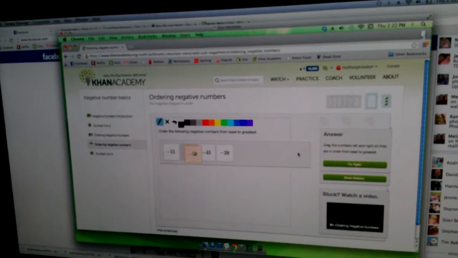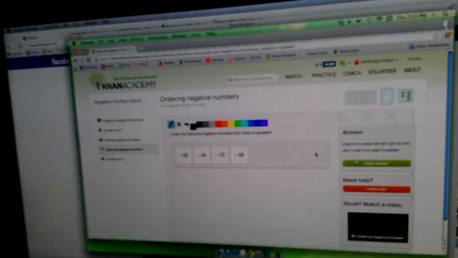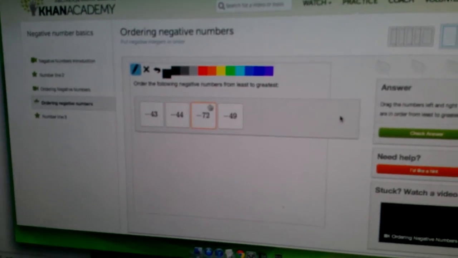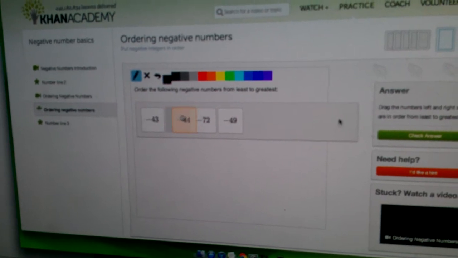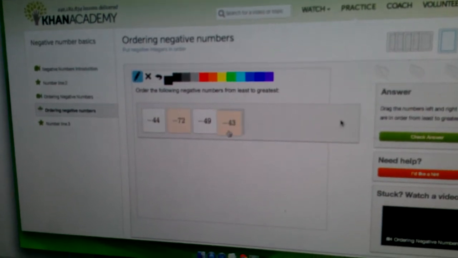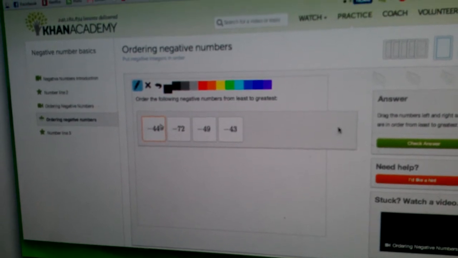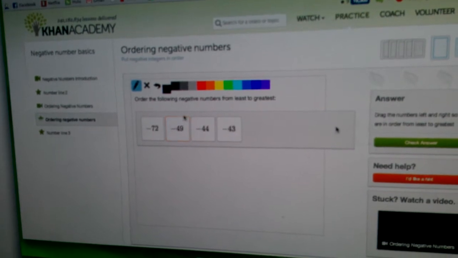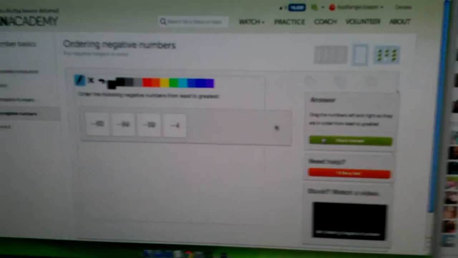This is Joseph doing his schoolwork, ordering negative numbers. He's asked to say which numbers are the biggest, biggest to smallest. He is 6 years old. Love Khan Academy.